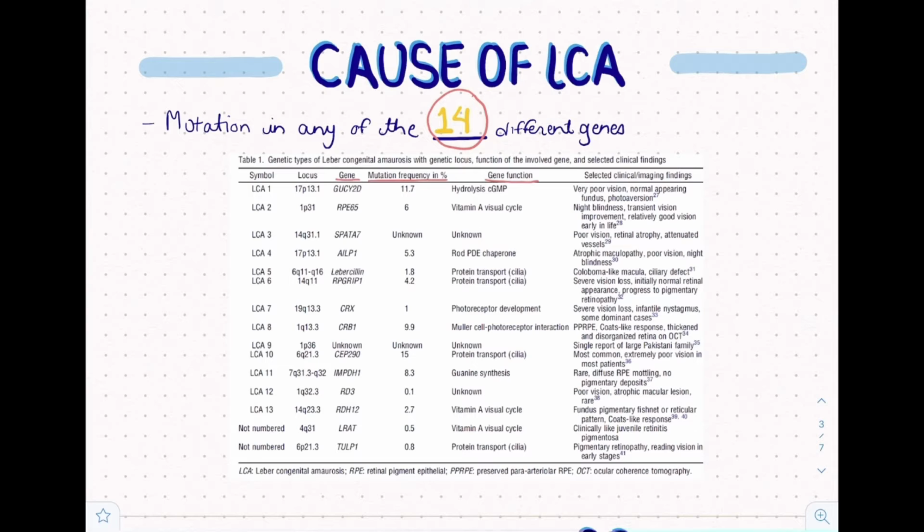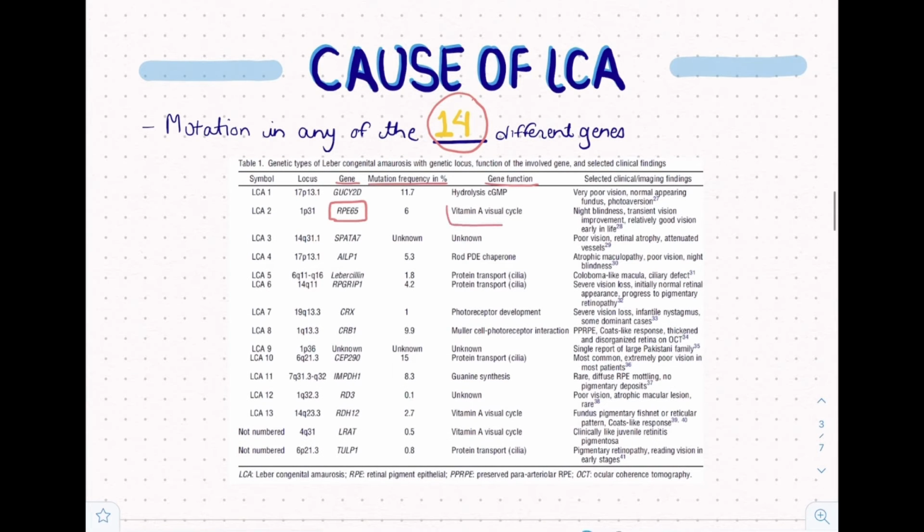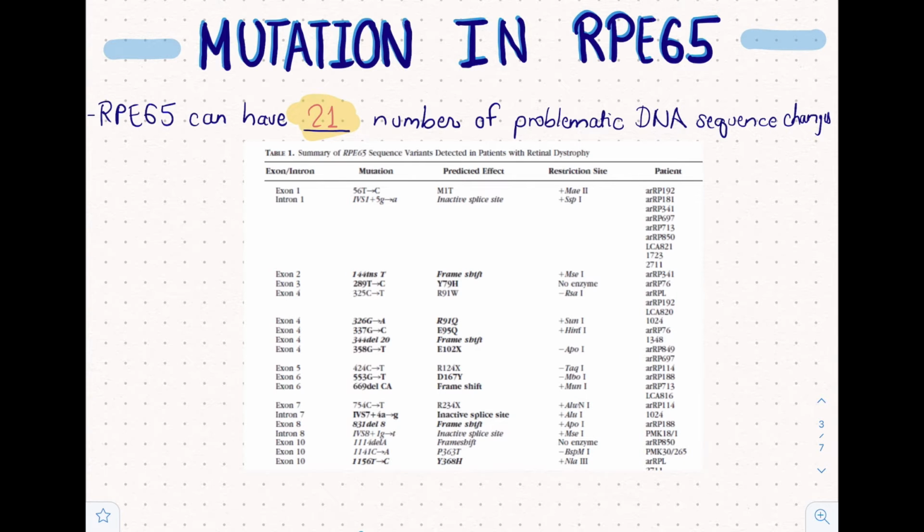Luckily, the doctor has gone ahead and found out that baby Shiv has a mutation in this gene here. It's called the RPE65 gene, which is crucial for the vitamin A visual cycle in the eye. Now, even within the RPE65 gene, there can be at least 21 different DNA sequence changes that can create a mutant RPE65. If you look at this table, we can see that there's a bunch of point mutations, and there's also some insertions and deletions causing frameshift mutations.